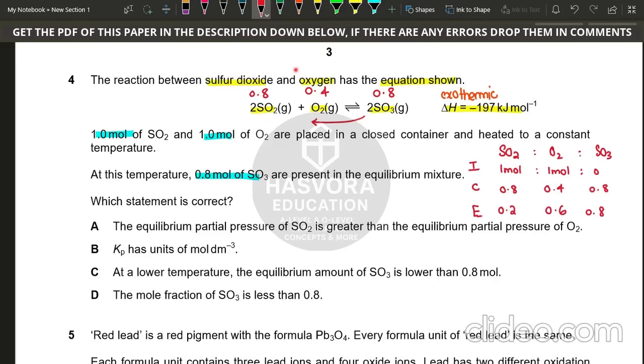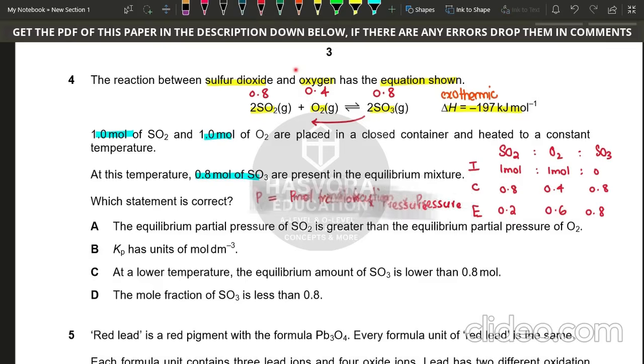Now let's read the statements. Which statement is correct? The equilibrium partial pressure. What is partial pressure? The partial pressure is actually the mole fraction times the pressure. And what is mole fraction? For example, if I am finding the partial pressure for SO2, it means the moles of SO2 at equilibrium divided by the total moles, times the pressure. So mole fraction times the pressure.